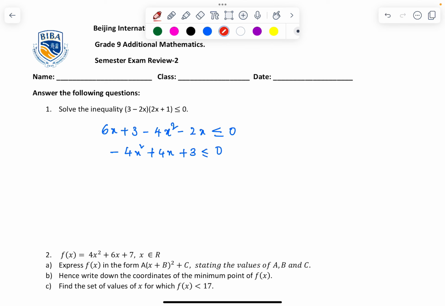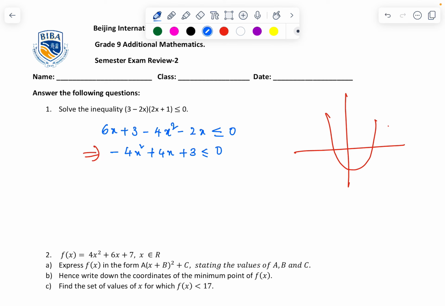So as I said, it's better to remember the inequality as a positive parabola. So we will change everything to positive. Okay, so this becomes 4x square minus 4x minus 3. Once we divide everything by negative 1 on both sides, or times negative 1 on both sides, the inequality changes to greater than or equal to 0. Okay, so first I will find the critical values.